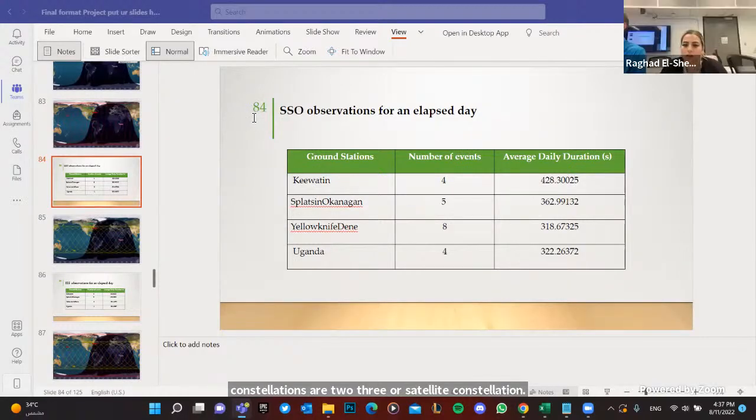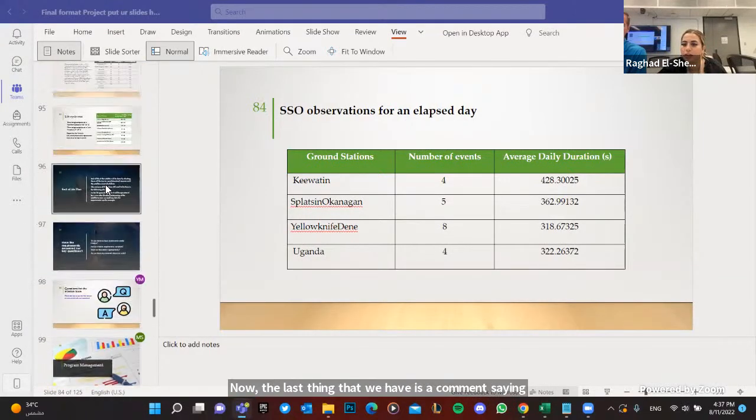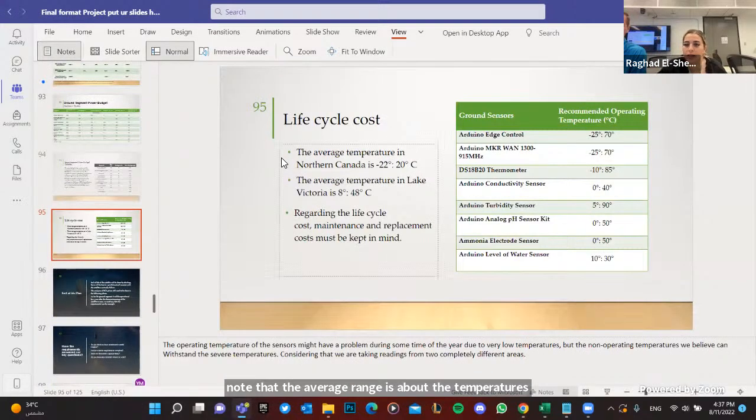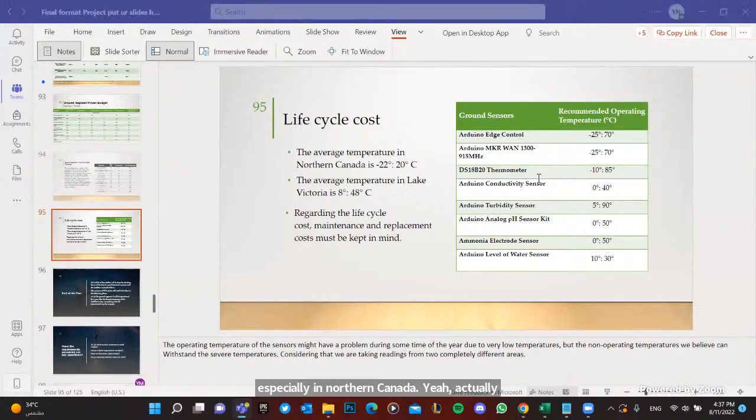Okay, awesome. Now, the last thing that we have is a comment saying, note that the average range of the temperatures is exactly that, an average. There are commonly periods of a week or 2 throughout winter that will go down to -30, -40, or colder, especially in northern Canada. Yeah, actually, we found out that some of these electronic packages will not be available in the extreme weather conditions in Canada. So we decided that we can turn them off, since their non-operating temperatures are far beyond this. This is the operating temperature. It will withstand the cold weather, but of course non-operating would affect the mission.